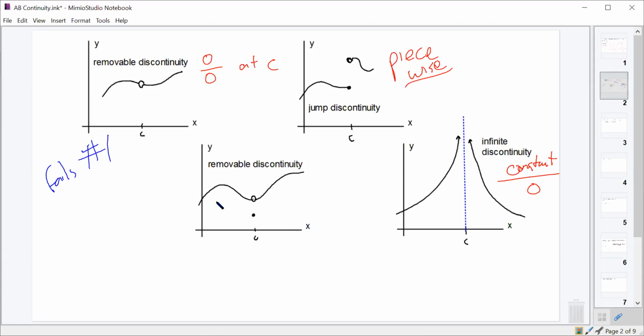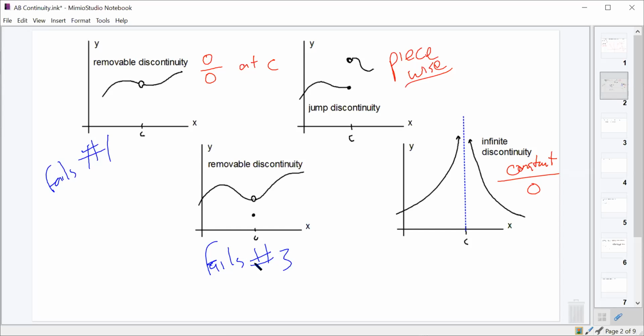But what about the second one? Does this one pass or fail number 1? It passes number 1, right? It exists at C. What about number 2? Number 2 says that the limit exists. Does the limit exist at C? Yes. But does the limit and the value of the function equal each other? No. So this one fails number 3.